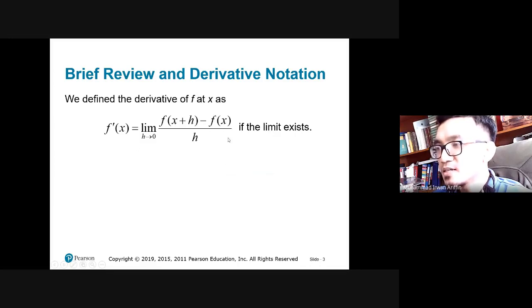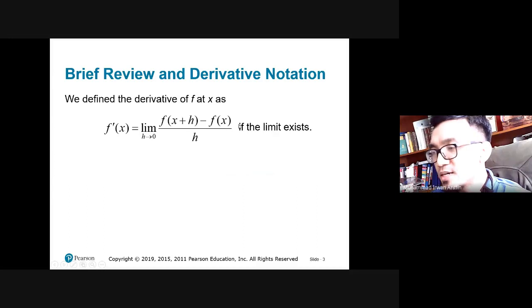So this is the technical definition of derivative of f at x. We use this notation, f prime of x, which is basically the change in the outputs when we change inputs. First of all, we change inputs from x, we add some value h. So we start with the input of x, and then we add some value h into x. When we change the inputs, surely the outputs will also change.